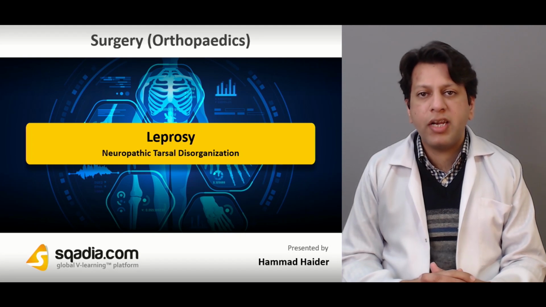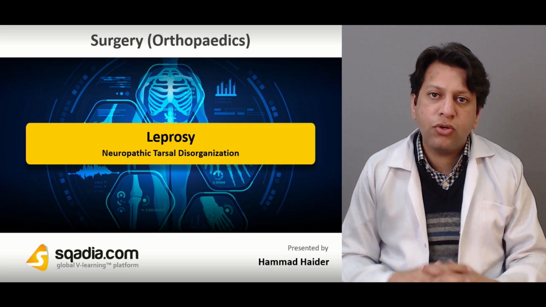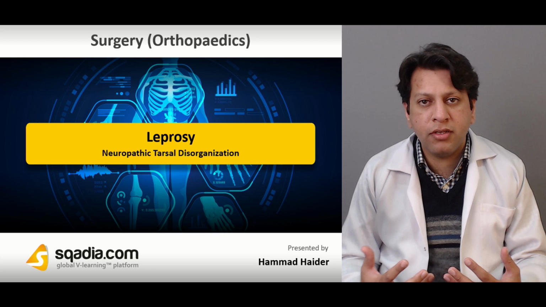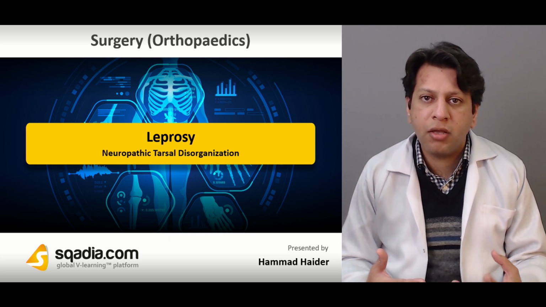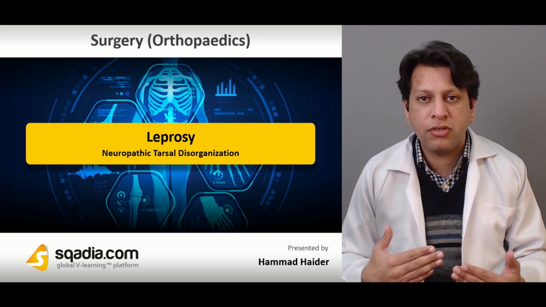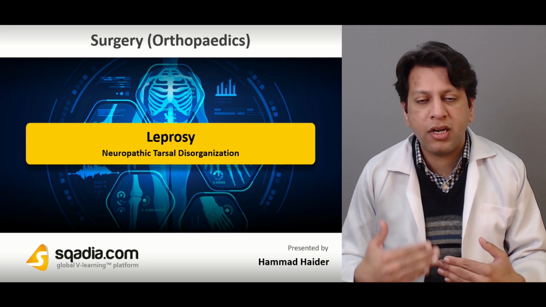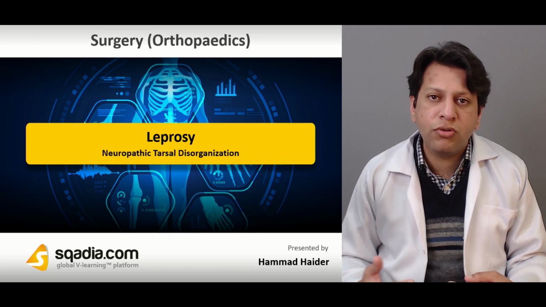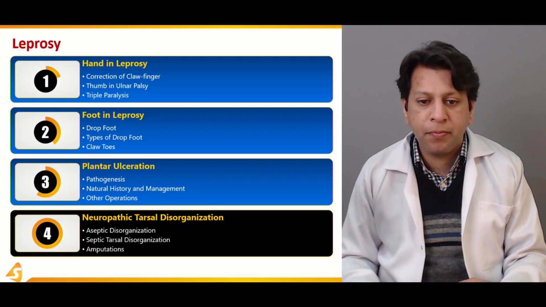Now moving on to our last section, that is the neuropathic tarsal disorganization. You know by now that the mechanism is such that it's only peripheral neuropathy, that there is no nerve supply to the muscle, to the ligaments, and as a result, the ligaments are unable to send back signals in the form of what kind of pressure is occurring at this joint. This eventually leads to tarsal disorganization. This could be aseptic or septic.